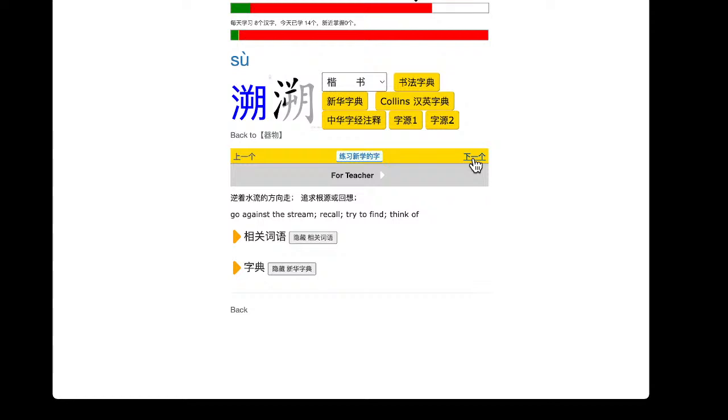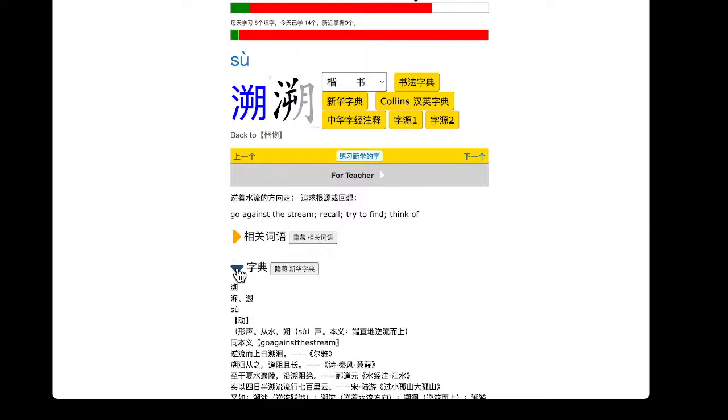Su means to go against the stream, upstream. That is, recall, try to find, think of. This is going upstream all the way to the source of the river. That's the idea. So this is this su.